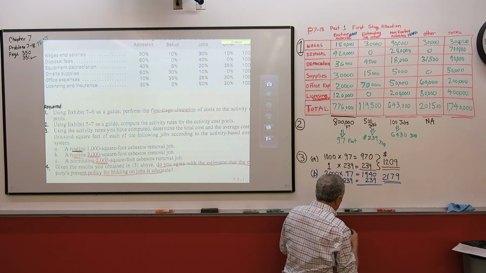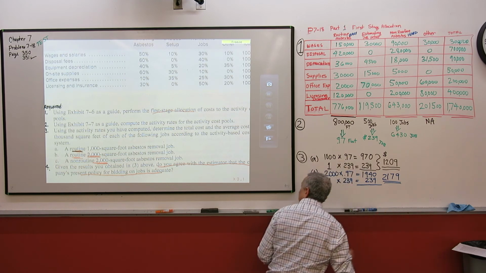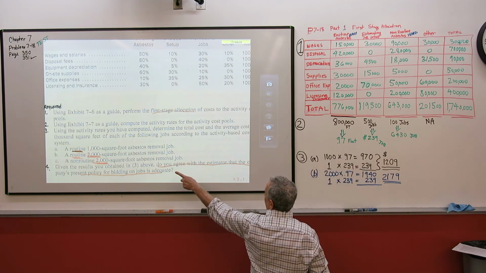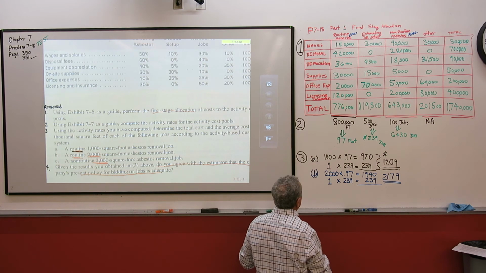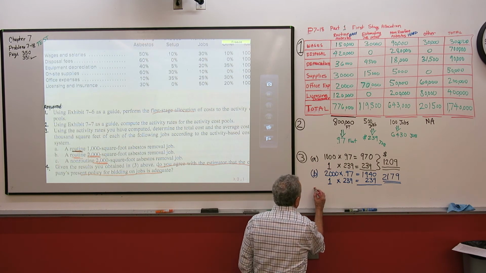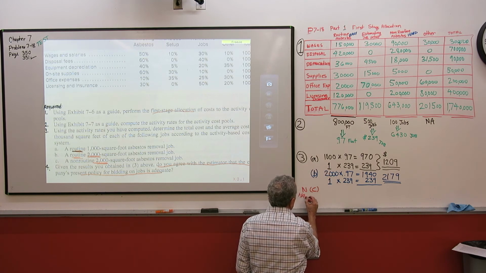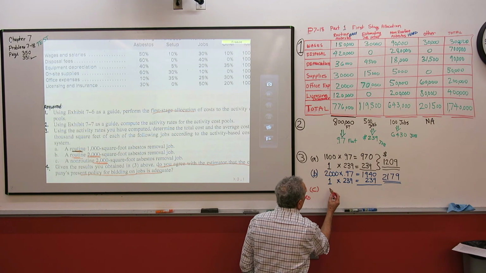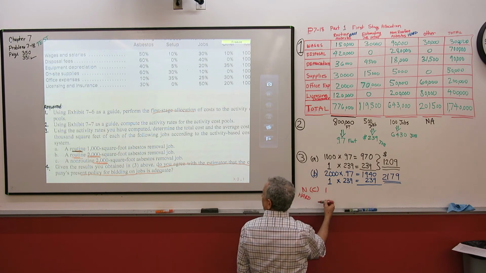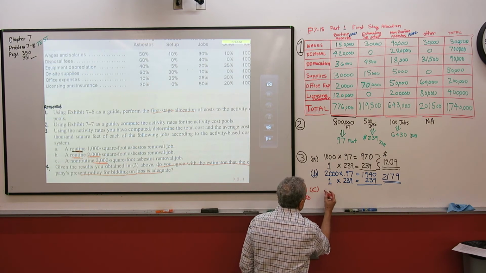Okay, and then C, let's see what they ask us to do. C, do a non-routine 2,000 square foot job. Okay, this is the bad news. This is the normal, non-routine, the hard one. All right, so it's a 2,000 square foot job. Okay, this is going to be 2,000.